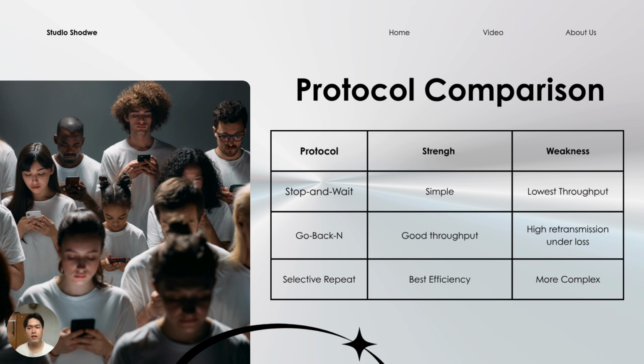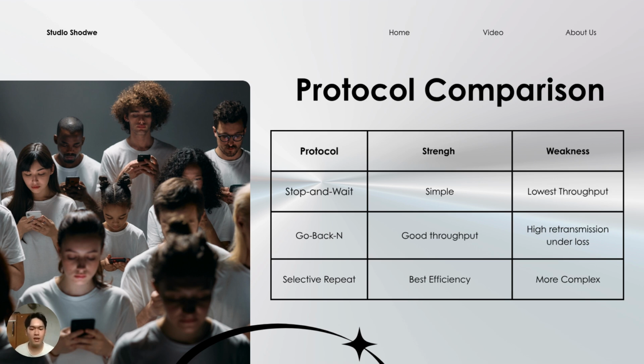Based on the overall result, each protocol has its own strengths and weaknesses. First is stop and wait. It is the simplest protocol and requires the least amount of memory and processing. However, it achieves the lowest throughput and bandwidth utilization, especially in networks with high latency. Next is go back N. It has good throughput through the use of a sliding window. However, its performance decreases significantly when packet loss increases because many packets may need to be retransmitted. So, high retransmission under loss.